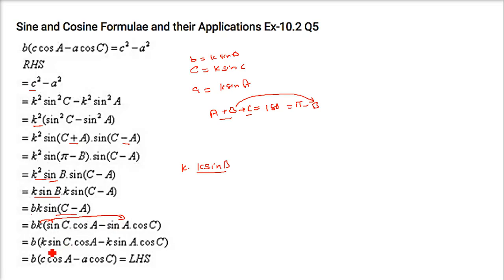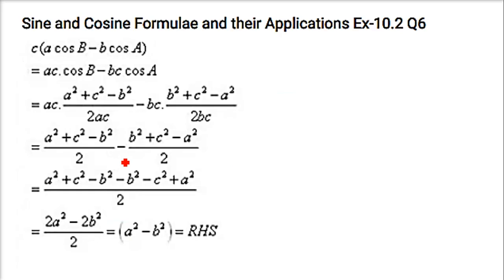So K sin C and K sin A. K we have multiplied. So K sin C will be C from here, and K sin A will be A from here. So this will be b(c cos A minus a cos C).